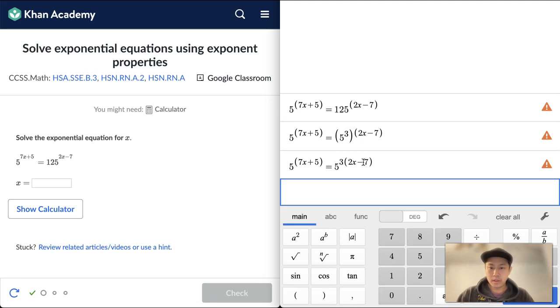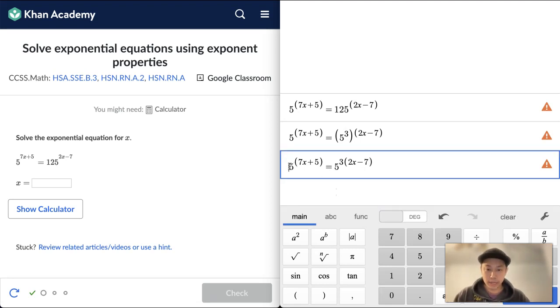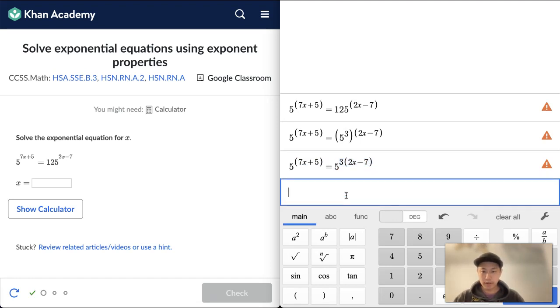Okay? So power to a power, you're multiplying the 3 along with the 2x minus 7. Don't forget the parentheses. And then this is what I was saying, right? We can distribute this in the next steps to continue our solving, right? But we got the bases equal, 5, 5. So that means, by logic, the exponents are equal. So I don't care about the 5 anymore, right?